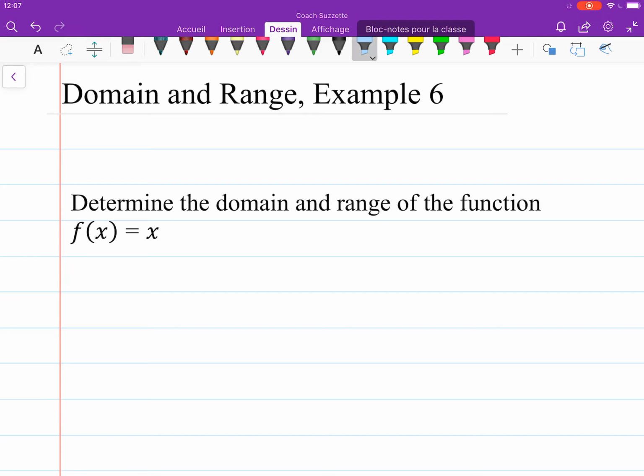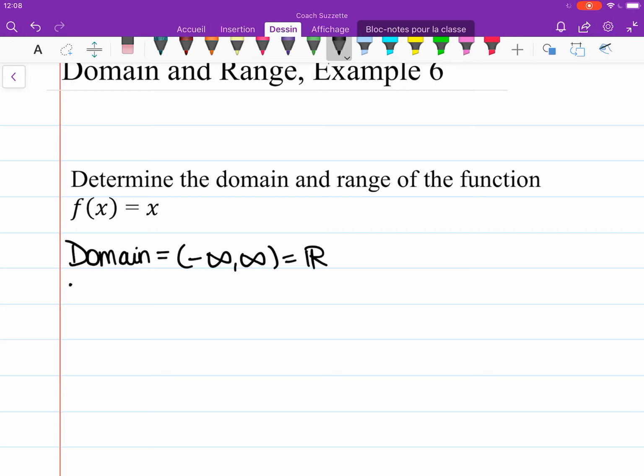However, here we don't have, for example, a square root. We don't have an x in the denominator. That would give us division by 0 for some value of x. So the domain is all real numbers. Let's write that down. Domain is all real numbers. We can write that like this, from negative infinity to positive infinity, or we can write it like this, double bar R. What about the range?